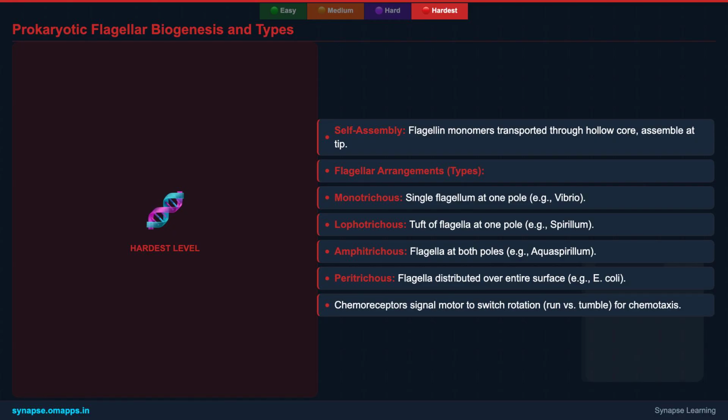The arrangement of flagella on a bacterial cell can vary, leading to different classifications: monotrichous with a single flagellum, lophotrichous with a tuft, amphitrichous with flagella at both poles, and peritrichous with flagella covering the entire surface. These arrangements, combined with sophisticated chemotaxis mechanisms involving chemoreceptors and motor switching, enable bacteria to navigate complex chemical landscapes with incredible precision, moving towards nutrients and away from harmful substances.